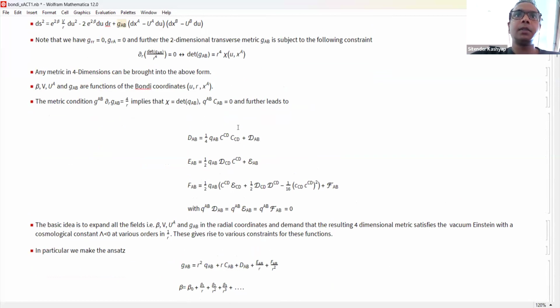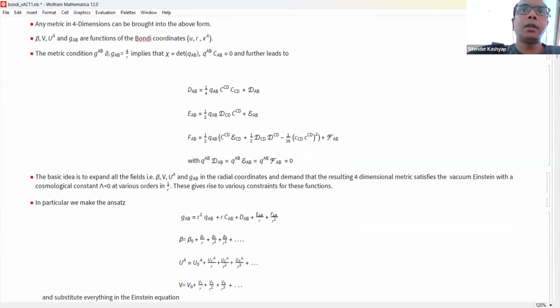So these are some of the conditions. To begin with, these things are arbitrary, but the determinant condition implies, for example, that CAB is traceless with respect to QAB, and that DAB is related to CAB, and there is a trace-free part. So this curly D. Similarly, E is also related to curly B and C, and so on.